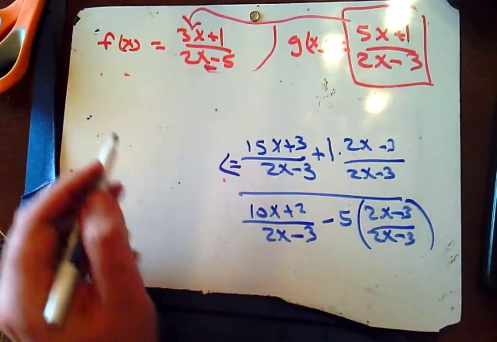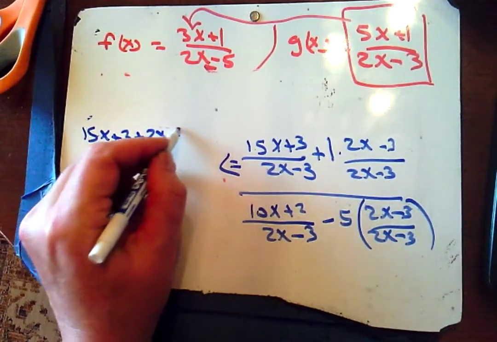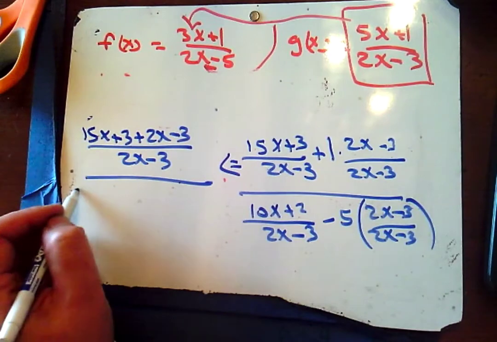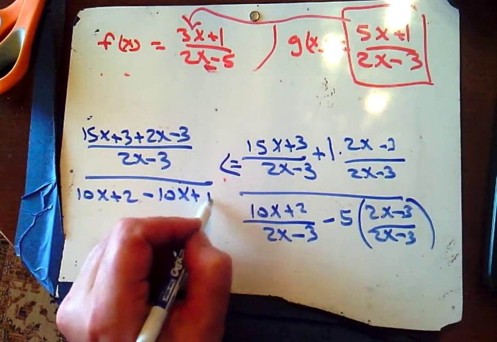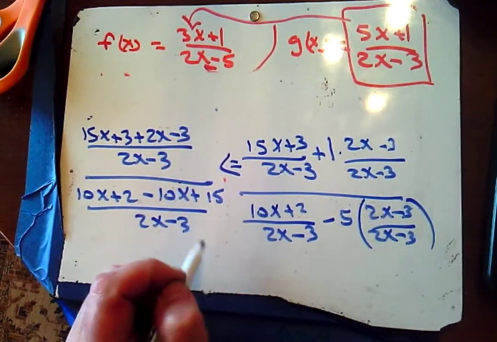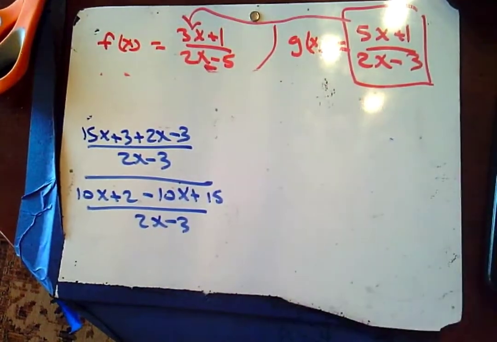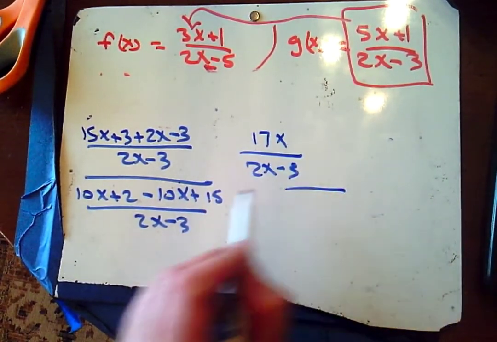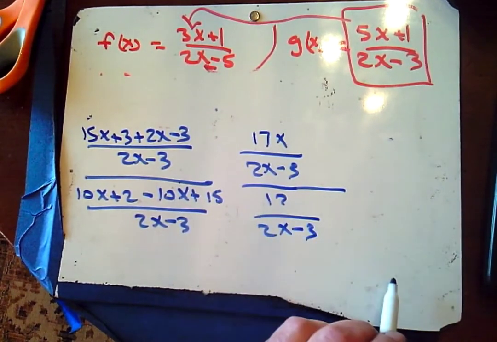So let's do some combining like terms and some distributing. So now I'm going to go over here and get 15x plus 3 plus 2x minus 3 over 2x minus 3, over 10x plus 2 minus 10x plus 15, all over 2x minus 3. Now there are like terms to combine on top and bottom. Where does that get me? That gets me 17x here over 2x minus 3. That gets me 17 here over 2x minus 3.